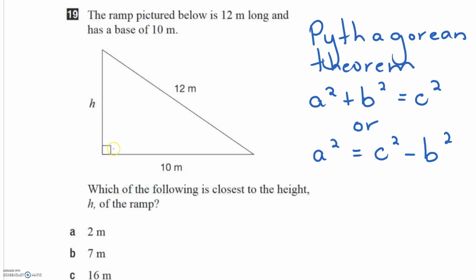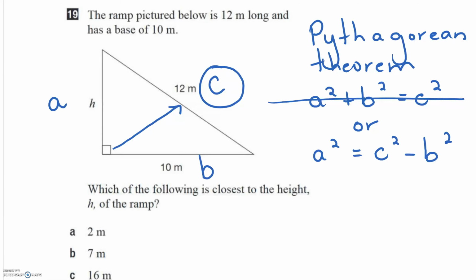So let's label our sides. The side opposite from the right angle is side C. And I'm going to label H as side A and the 10 meters as side B. It doesn't make a difference which A and B you identify, but C has to be in this position right here. Since I already have C and I'm not looking for it, I'm not going to use this formula. But I will use the formula that is used to find a missing side. We're not missing the hypotenuse, so again, we don't use this formula. We're missing a side, so we're going to use this formula.